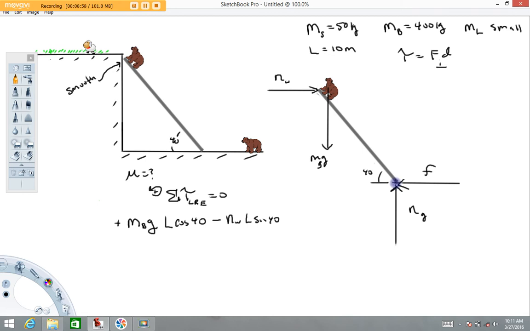Again, with torque, it's not about right, left, up, down. It's about clockwise or counterclockwise. This force is producing clockwise torque about this point, hence the minus sign. And that's pretty well it. I've got all forces considered now, so this sum equals 0. You'll notice that the length divides out, it's in each term, so the normal at the wall is equal to mass of the bear times g cosine 40 degrees over sine 40 degrees.